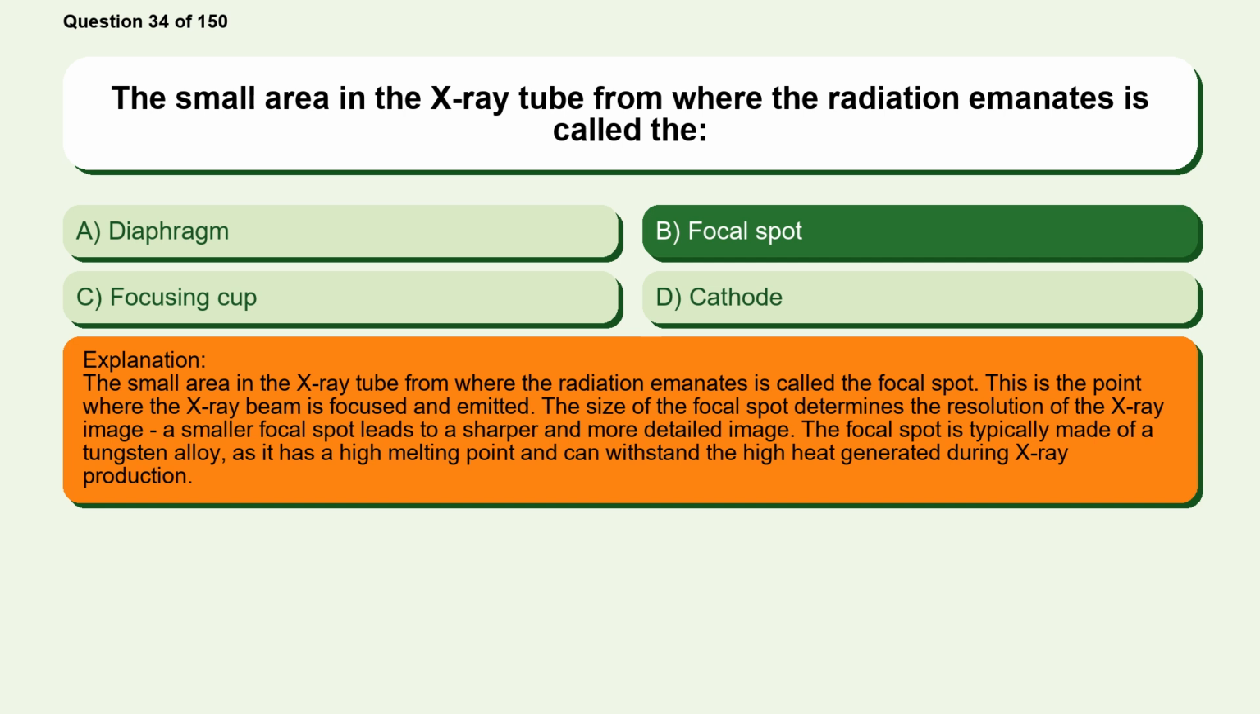The size of the focal spot determines the resolution of the X-ray image. A smaller focal spot leads to a sharper and more detailed image. The focal spot is typically made of a tungsten alloy, as it has a high melting point and can withstand the high heat generated during X-ray production.